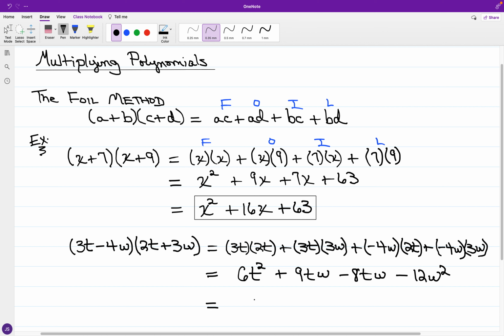And so for what we have now, the first term we have is 6t squared, and that is the only term consisting of t squared. Now, again, like 9x and 7x, the middle two terms are also like terms because they both contain the letters t and w, where both t and w are each of first degree. So I can just combine these terms together. 9tw minus 8tw comes out to 1tw, or just tw. And for the last term, this is just going to be minus 12w squared.